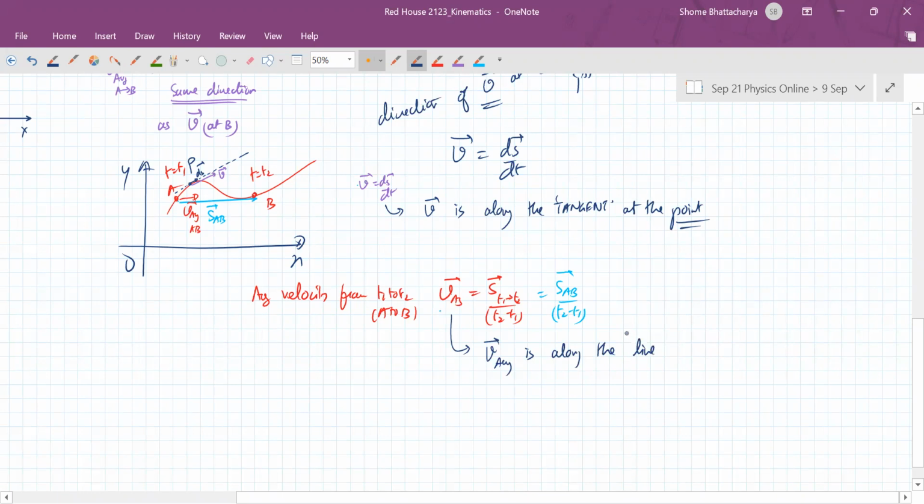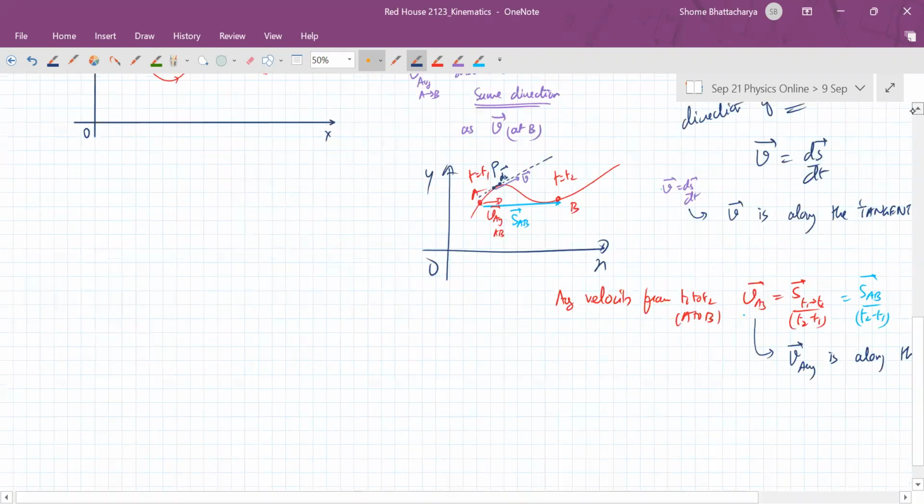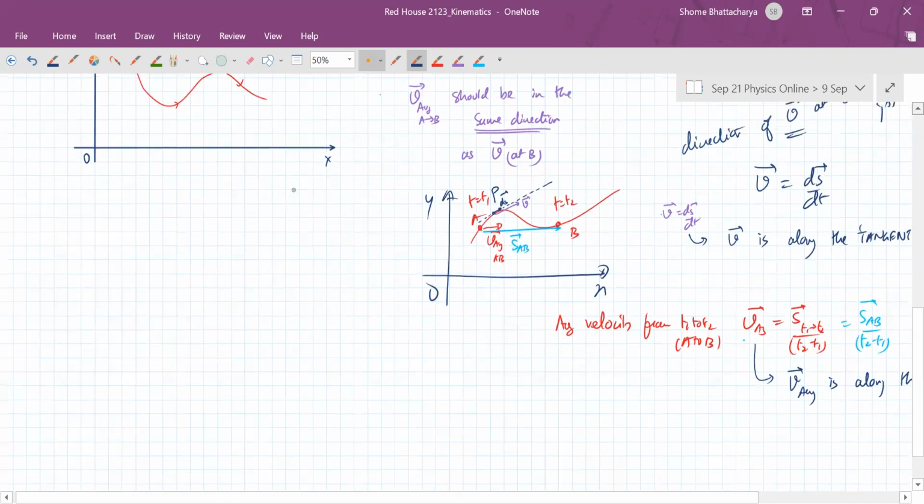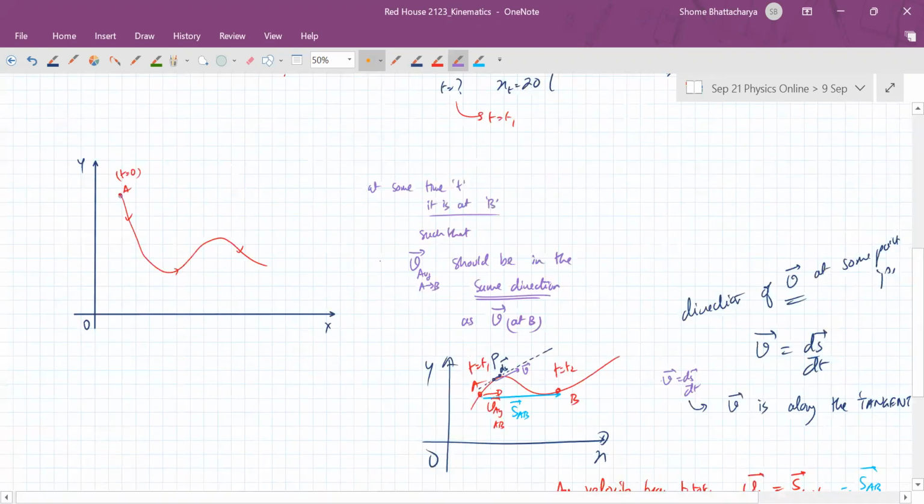Whereas average velocity is along the line AB, or the displacement vector from A to B. Now if you correlate that to this question, you will come to realize what they are saying. I have to find some point B where the instantaneous velocity has the same direction as the average velocity. The direction of instantaneous velocity is the tangent. So for example, if I took some point P over here, the tangent you can see is like this. The instantaneous velocity's direction at this point of time would be something like this.